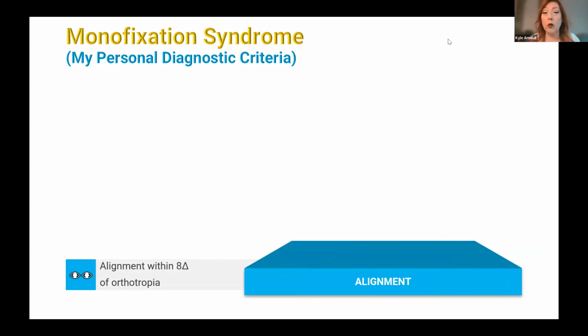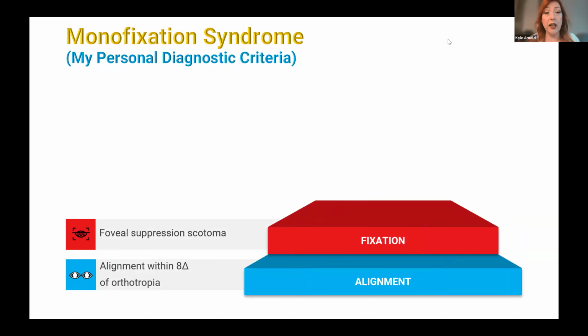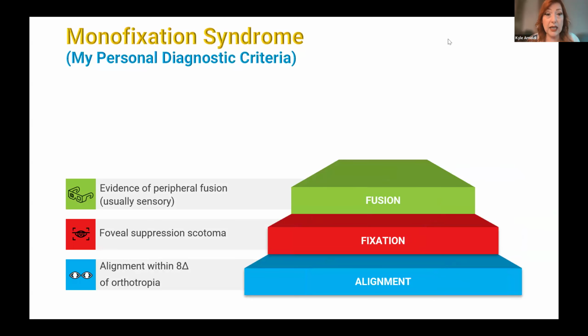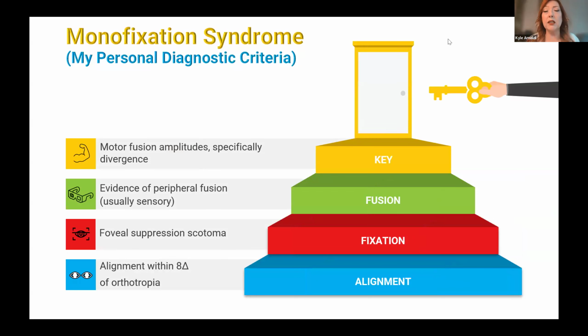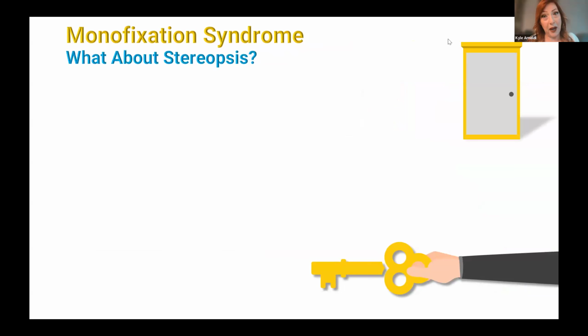Now, over many decades of seeing patients and performing some research studies and doing a lot of reading and studying, my personal definition of monofixation has softened up a bit. It's a little bit less pure or strict than it was originally described. I still go with 8 prism diopters of ortho as my alignment. The foveal suppression scotoma is key, but I look for any evidence of peripheral fusion. Usually this means sensory fusion. That is the easiest for the brain to achieve. But I also hope to find some motor fusion because I believe that this is probably the key to a lasting result. Now, you might look at my criteria and say, Kyle, what about the stereopsis?